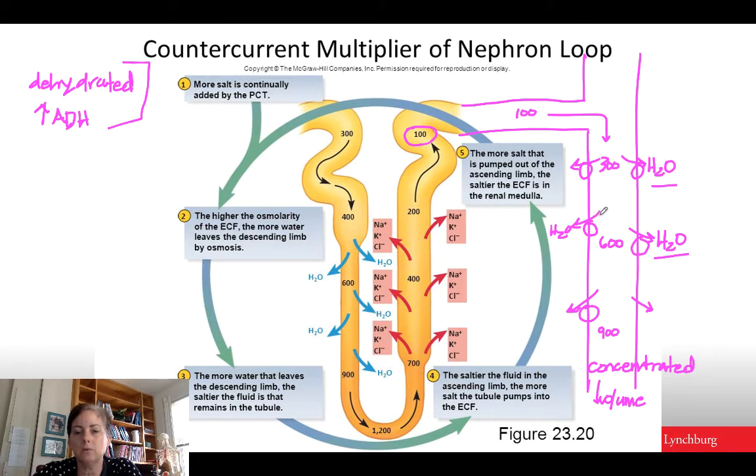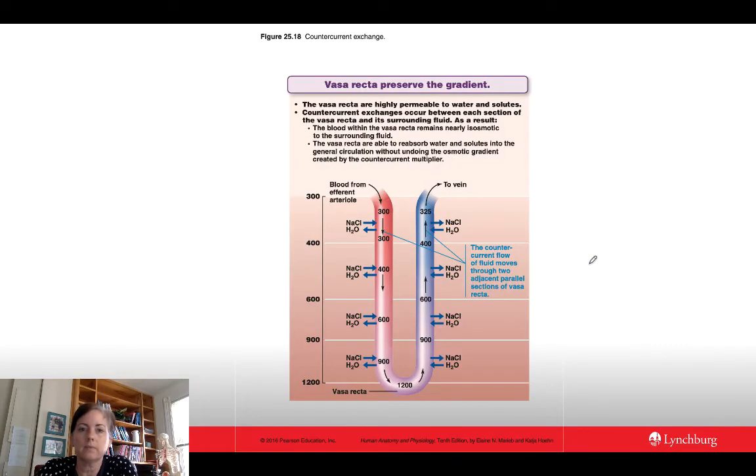And so that's how this countercurrent multiplier establishes the medullary osmotic gradient so that we are able to increase water reabsorption in the presence of aquaporins in that distal convoluted tubule and collecting duct. Okay, it creates that gradient, and the nephrons are going to use that gradient in order to concentrate the urine.